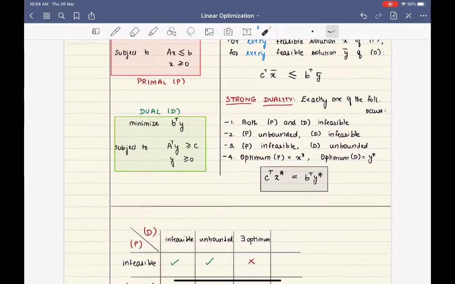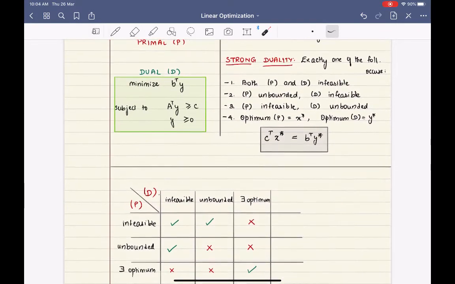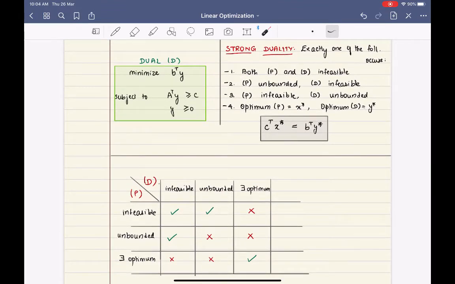Let's look at it in a bit more detail. If I look at the primal, there are three options for it. Either the LP is infeasible, or the LP is unbounded, or there is an optimum. In the same way, the dual can be either infeasible, unbounded, or there exists an optimum. Now there are actually 9 combinations, but the strong duality says that only 4 of them are possible. Okay, let's see this.